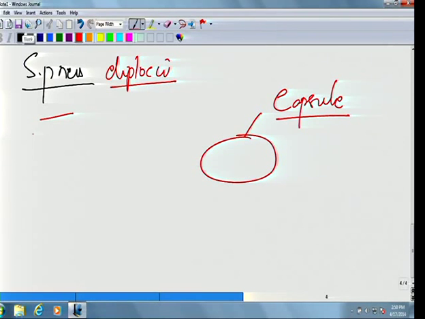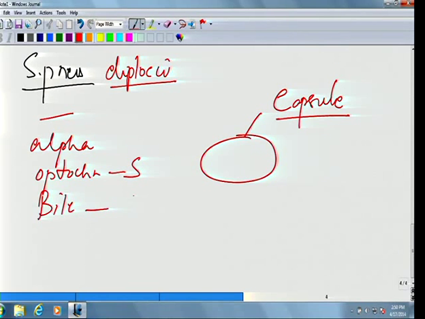What type of hemolysis? Alpha hemolysis, optochin sensitive, and bile soluble. So, optochin sensitive, bile soluble, alpha hemolytic, gram positive, diplococci, and catalase negative, of course, as all streptococci are. Just keep these 4 or 5 features in mind, as they are associated with pneumococcus.